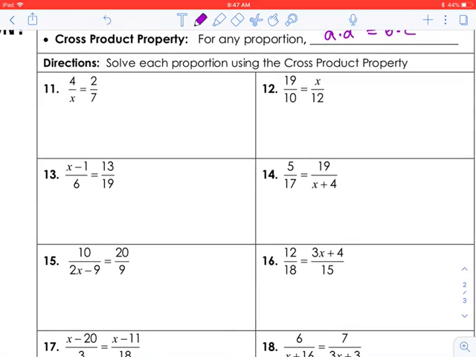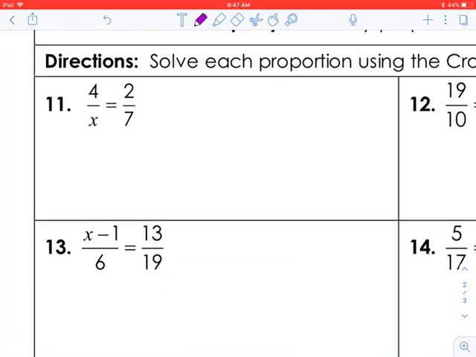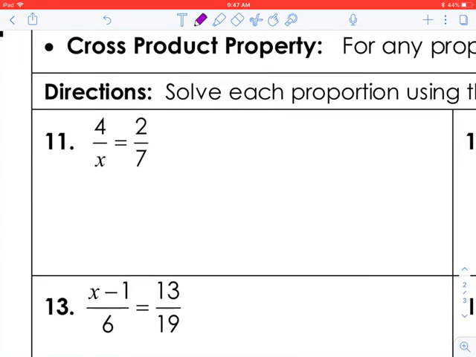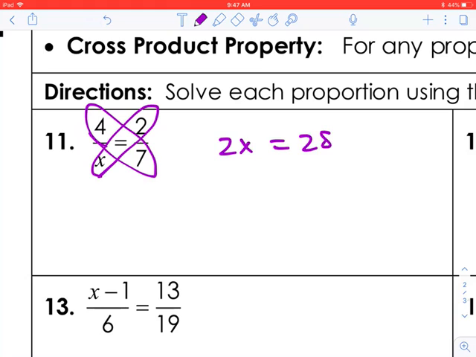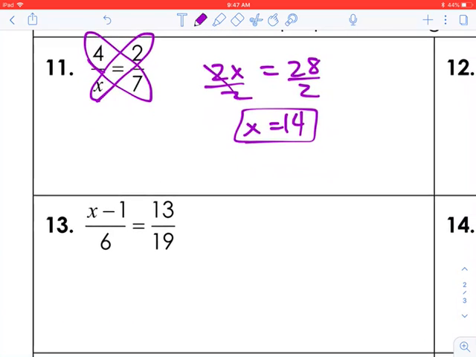Okay, so for these examples, starting with number 11, I always start with the one that has a variable if there's only one. So like this, cross product first. 2x equals 4 times 7, which is 28. And then I divide. x equals 14.